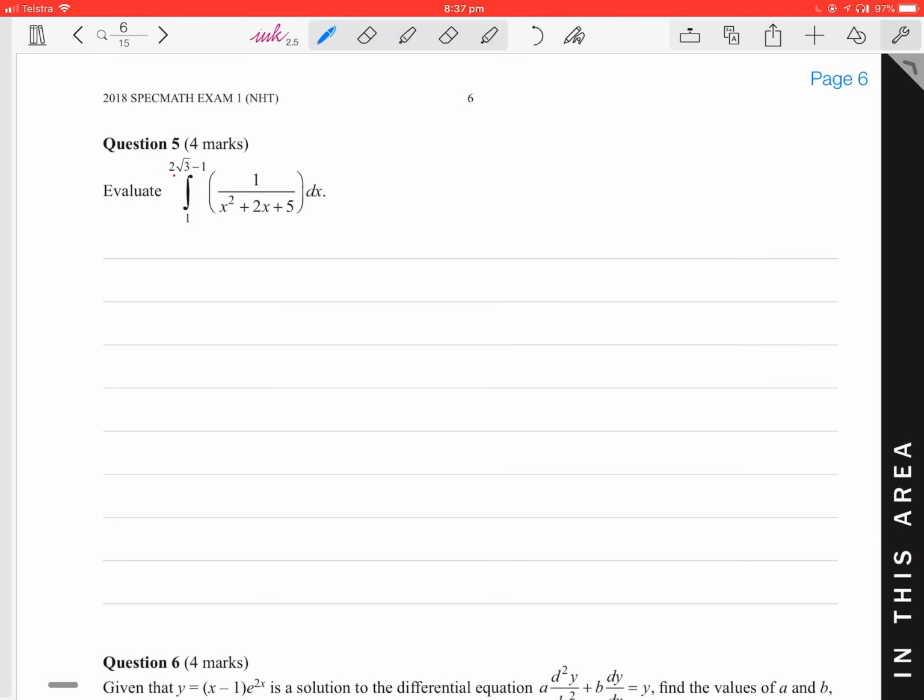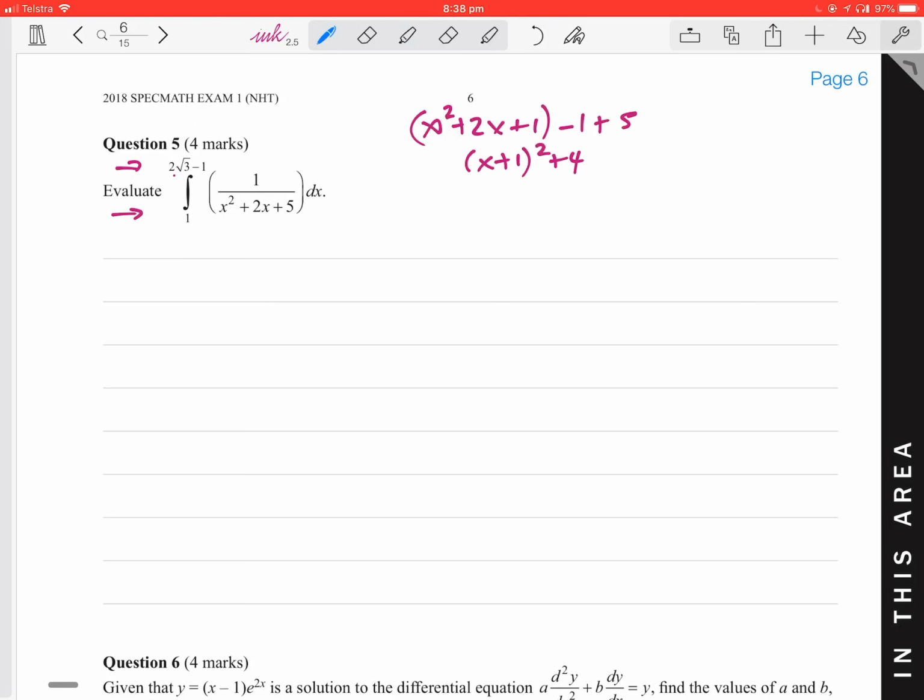Integral from 1 to 2 root 3 minus 1 of 1 on x squared plus 2x plus 5. The top isn't a derivative of the bottom, so we can't use a linear substitution. The only thing I'm thinking is, because our numbers look like they're going to work with a circular function, let's complete the square: x squared plus 2x, plus 1 minus 1, plus 5, is x plus 1 squared, plus 4. Okay, we can do that.